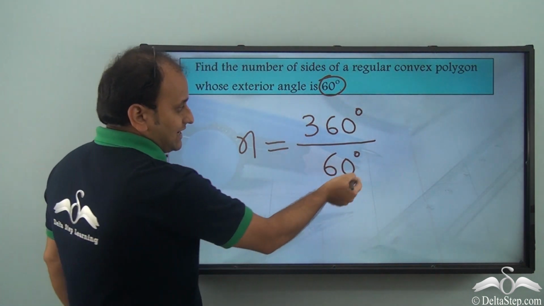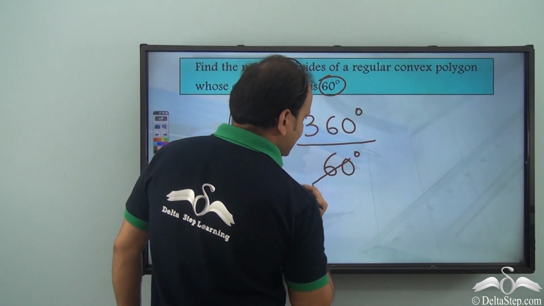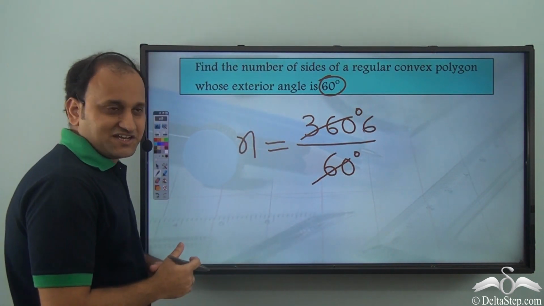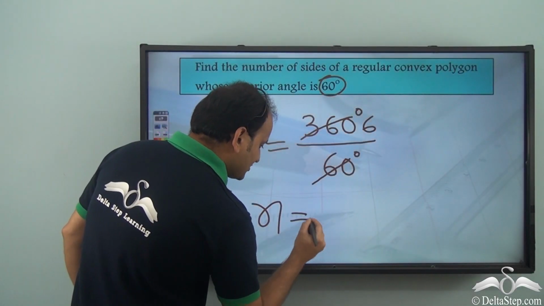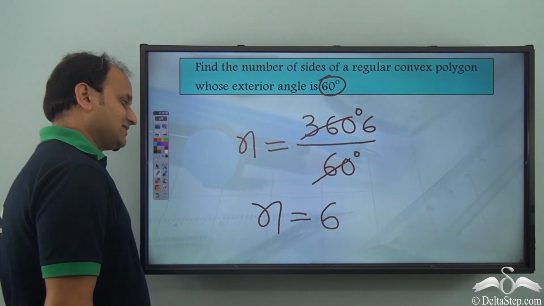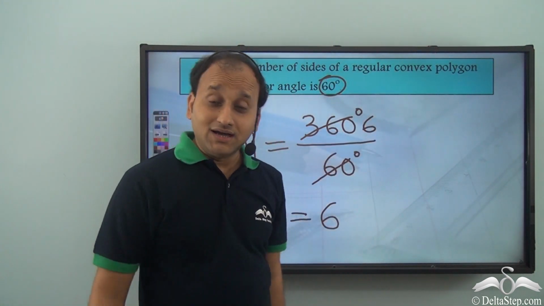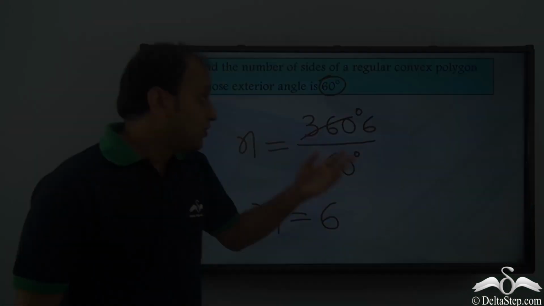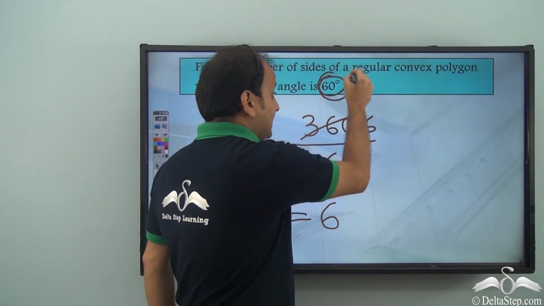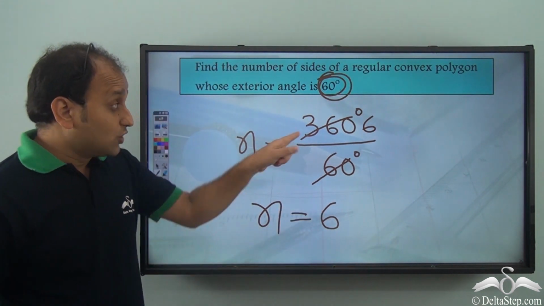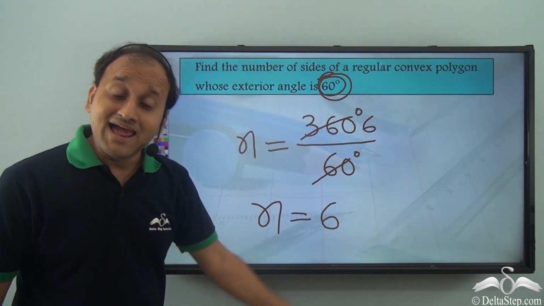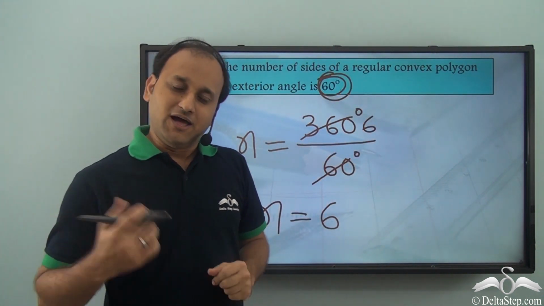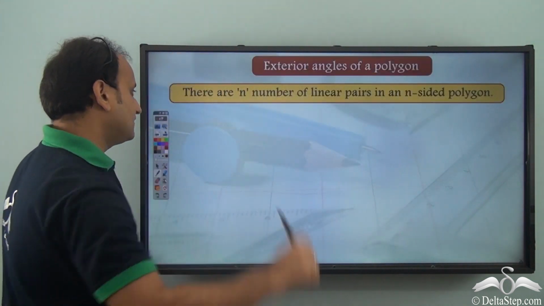Now we need to cancel them. Well, 60 into 6 is 360 degrees. So n is equal to 6. That means we are talking about a hexagon. So we have a regular convex hexagon and each of its exterior angles is 60 degrees. So if we have a regular convex polygon and we have the value of the exterior angle, we can find the number of sides of the polygon.